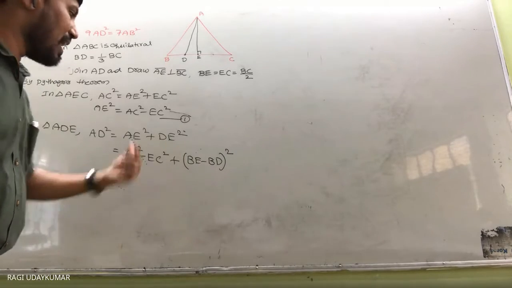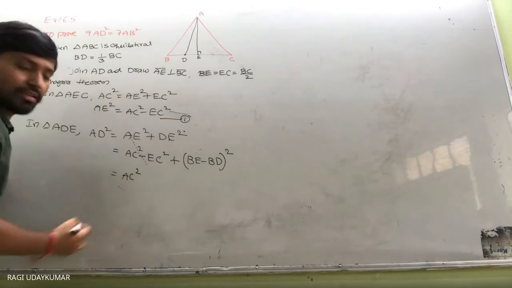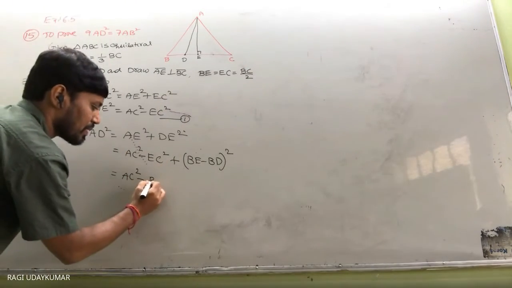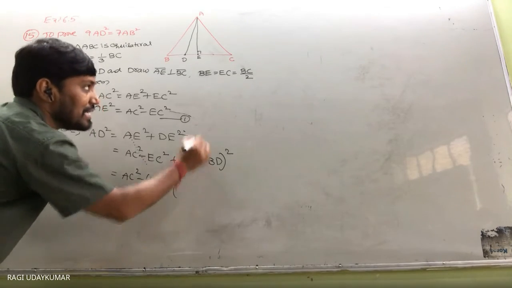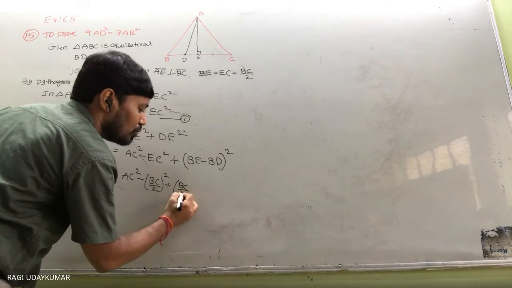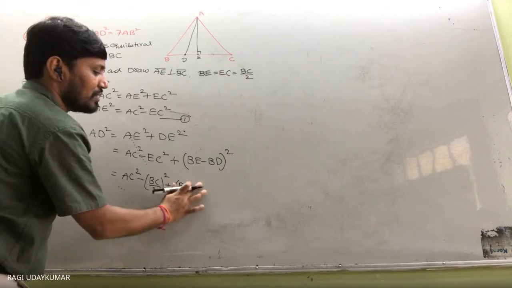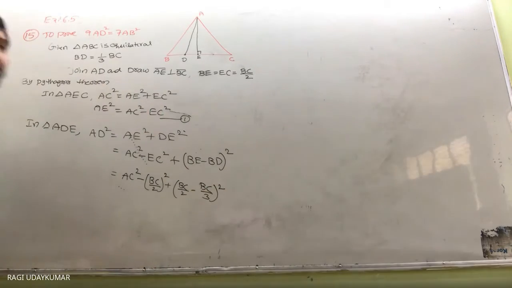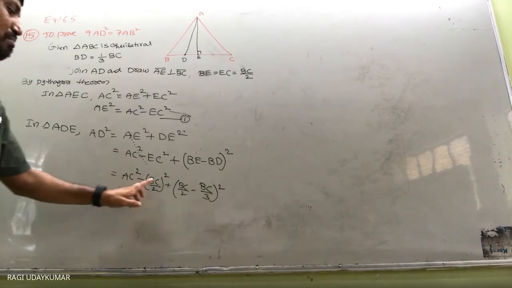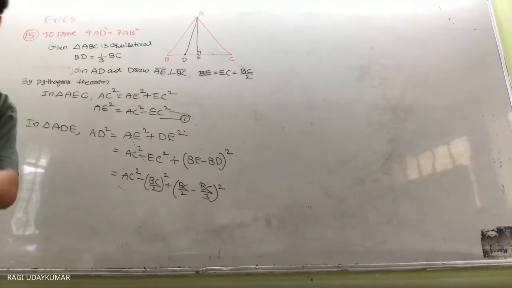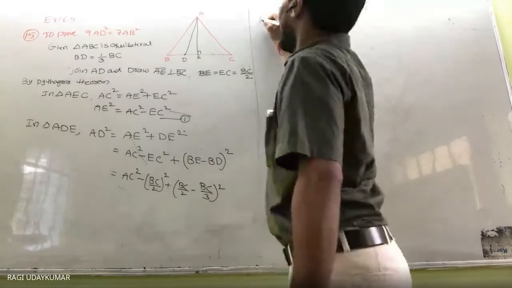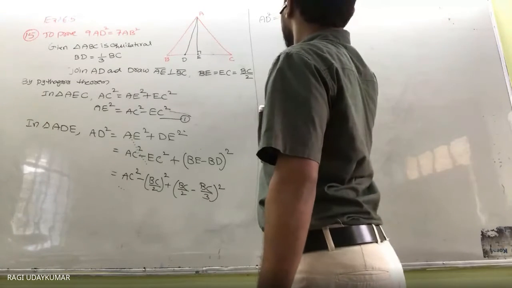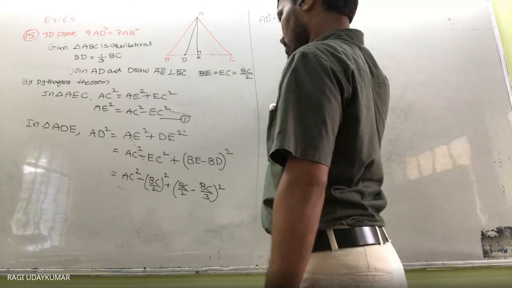We replace it here, which is equal to AC square minus EC, which is nothing but BC by 2, BC by 2 whole square, plus BE, which is nothing but BC by 2, minus BD, which is nothing but BC by 3, BC by 3 whole square. That is done. Simplify this. So what are we going to get here? AD square is equal to AC square minus BC square by 4 plus, taking the LCM, 6 will come, 3BC minus 2BC whole square.